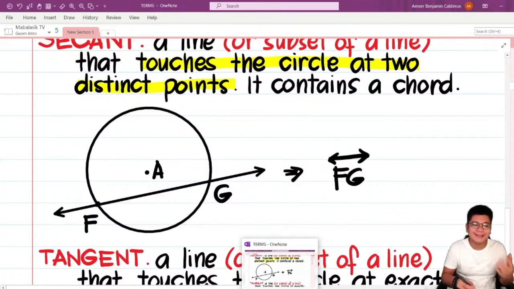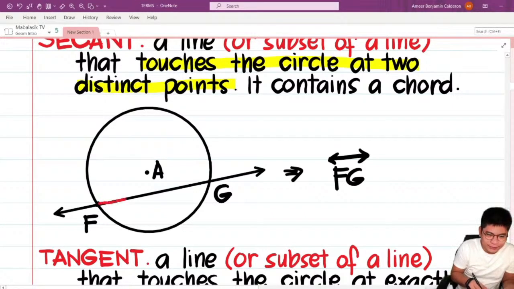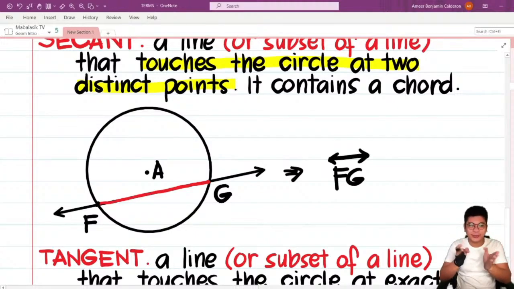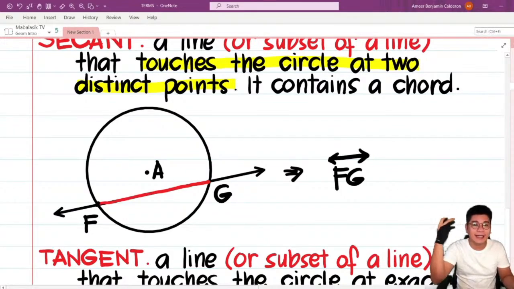Now, it contains a chord. Nasaan yung chord? Ito yung chord. Yung red, siya yung chord na that is contained in a secant. Basta alam natin kapag secant, it is a line or a subset of a line that touches the circle at two distinct points. Sir ABC, ibig sabihin ba parehas yung chord tsaka secant because a secant can be a segment?